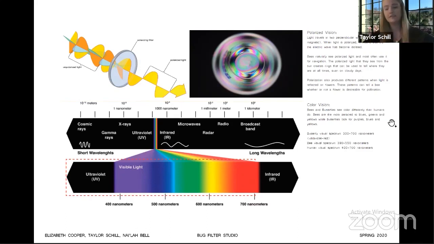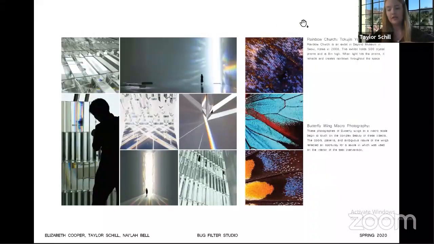While we are considering polarization and color vision, we were inspired by Rainbow Church by Hojin Yoshika. It was an exhibit in 2008 in Seoul, Korea, that was an 800 meter high wall of crystal prisms that, when light went through it, refracted and created a space full of beautiful rainbows. We are also drawn to macro photography of butterfly wings and the beautiful details that come through the patterns of the wings.